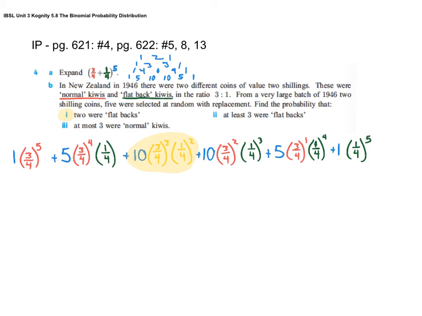And we can go through each one like this. We'll do orange for that one. At most, 3 were normal. Normal are the 3/4. So at most 3. So this term that we already got, plus the one where it has 2, 1, or no normal kiwis. So that part 3 there is going to be all of these added up.